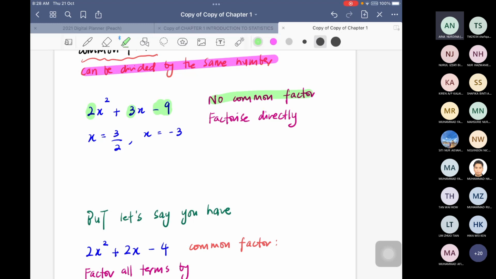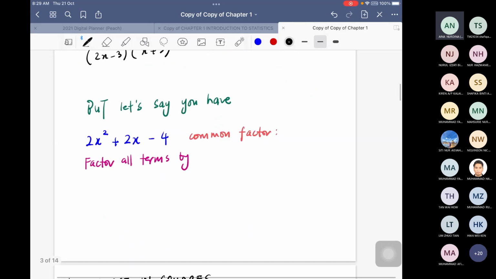Kalau untuk kes macam ni, tak ada masalah. Kalau tak ada common factor, you can simply use your calculator directly. And you akan dapat dua nilai. X sama dengan 3 per 2 dengan X sama dengan negatif 3. So kita pun factorize lah. So for this case, you akan dapat 2x tolak 3 darab dengan X tambah 3. So that is got to be our factorization. Okay, ni bila tak ada common factor.